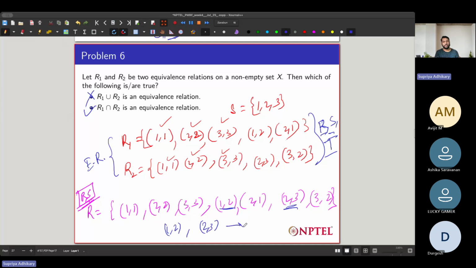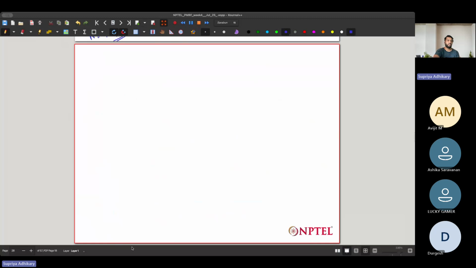So 1, 2 is there, 2, 3 is there. So that should imply that 1, 3 should also be in the relation. But that is not true because 1, 3 is not in the relation. So this is not transitive. And since this is not transitive, this is not an equivalence relation. So we have given an example that R1 union R2 cannot be an equivalence relation. It is not always.